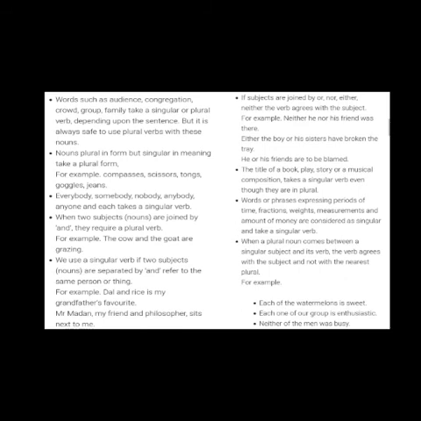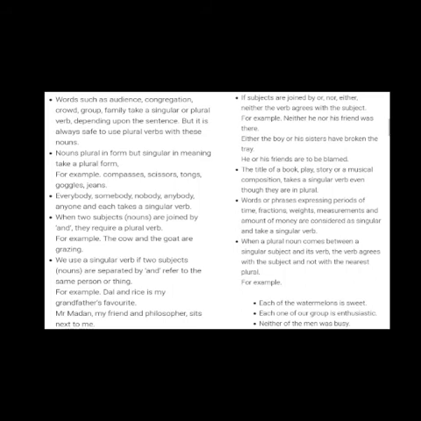A noun that is plural in form but singular in meaning is always written in plural form only. Even if it has a singular meaning, the noun is in a plural form, so you have to keep it that way, like compasses, scissors, tongs, goggles, jeans. You use them as usual. In spite of the singular meaning, don't write them in a singular form. Write compasses, scissors, tongs, goggles, like this.